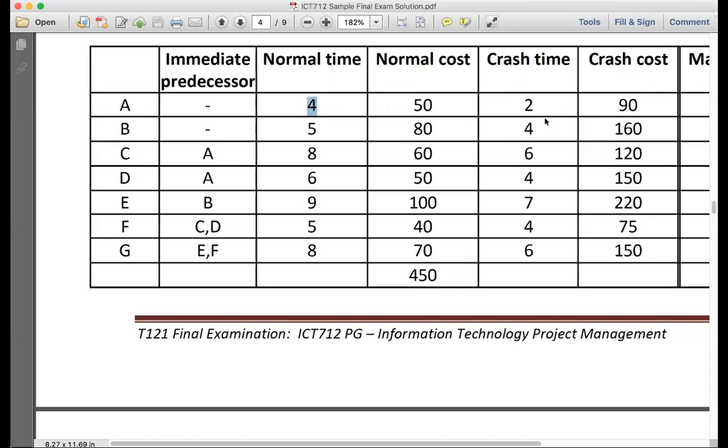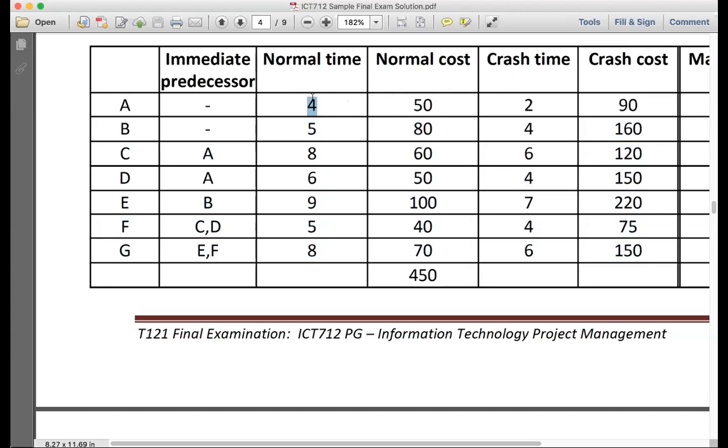Yes, sir. I need you to calculate the same thing for every other activity: for B, for C, for D, for E, for F, and for G. I'm going to give you 4 minutes to calculate that, and then I want you to give me the answers.